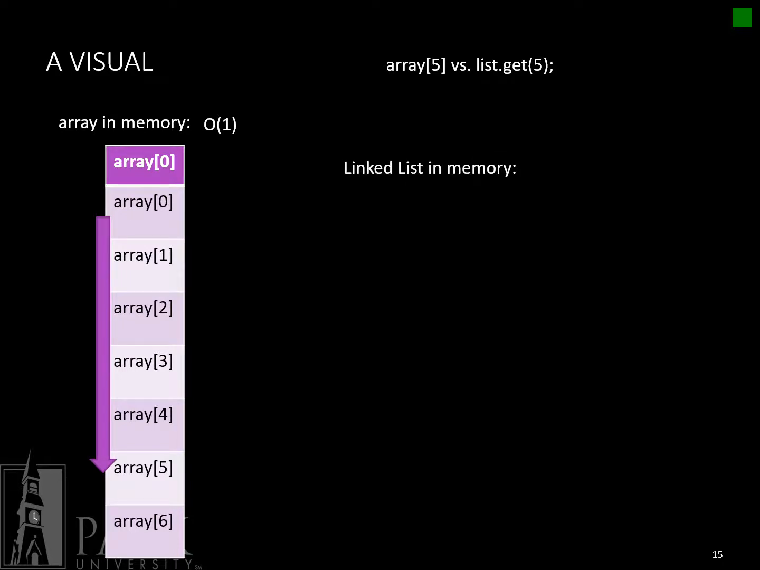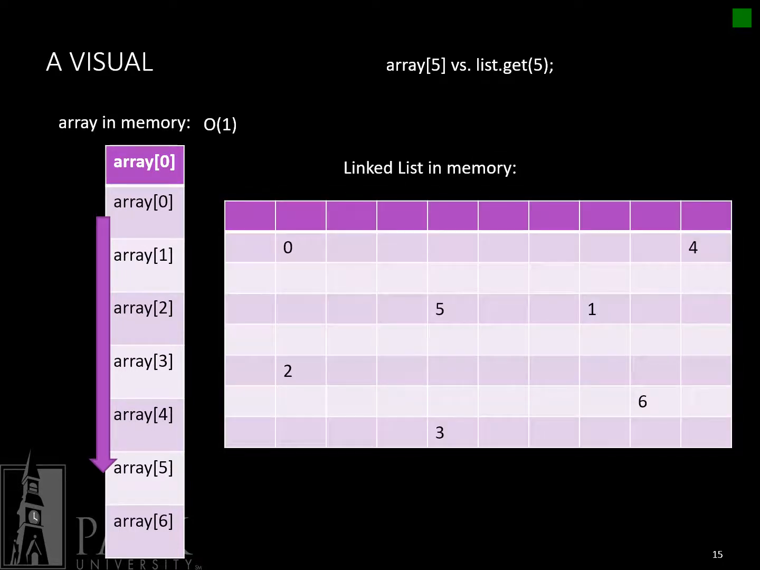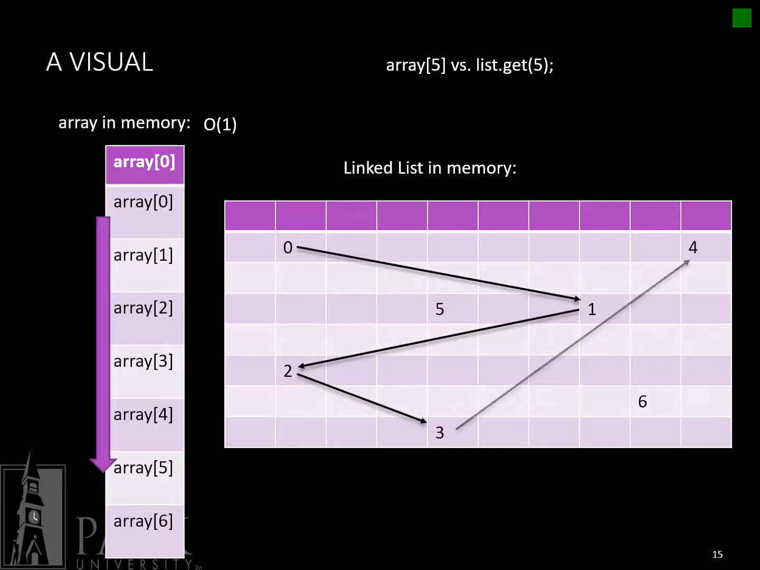Well, a linked list in memory has to jump around, starting at 0, going from 1 to 2 to 3 to 4 to 5, to get to our 5th element, which is the 6th that we're looking for, and that takes linear time, because however big the linked list is, it's going to take that many steps to get there, right? Because remember, big O notation is the worst case scenario. So hopefully this makes sense, and hopefully this helps you understand it.